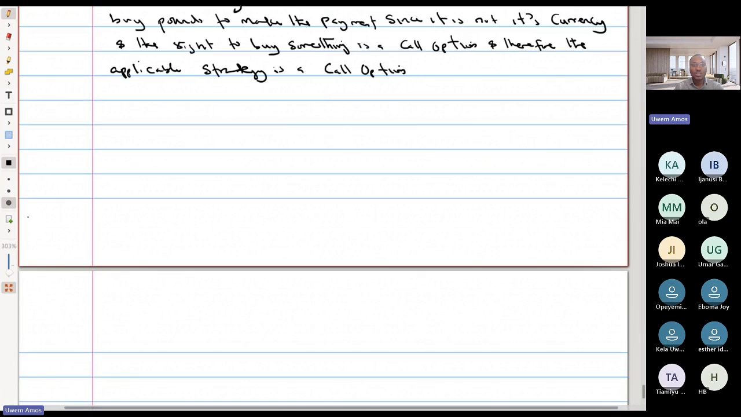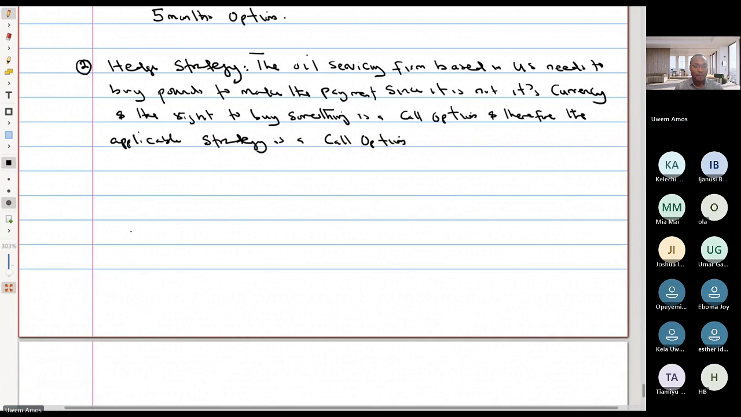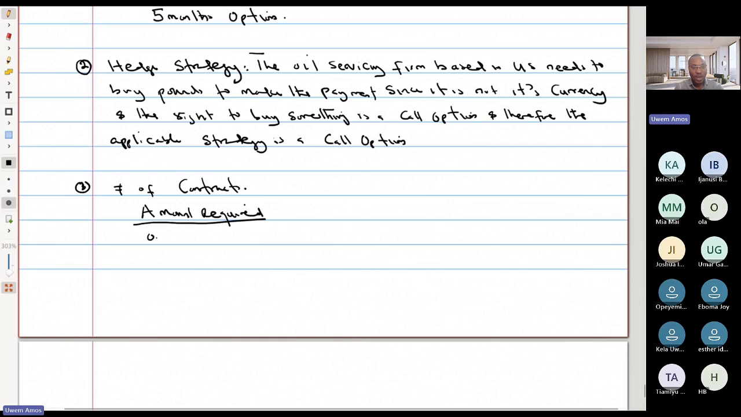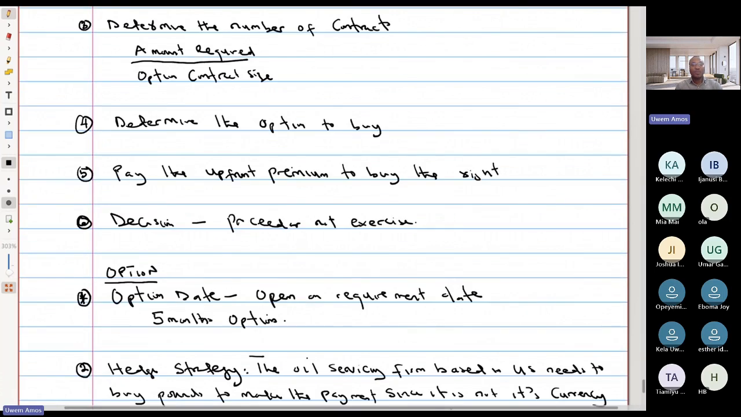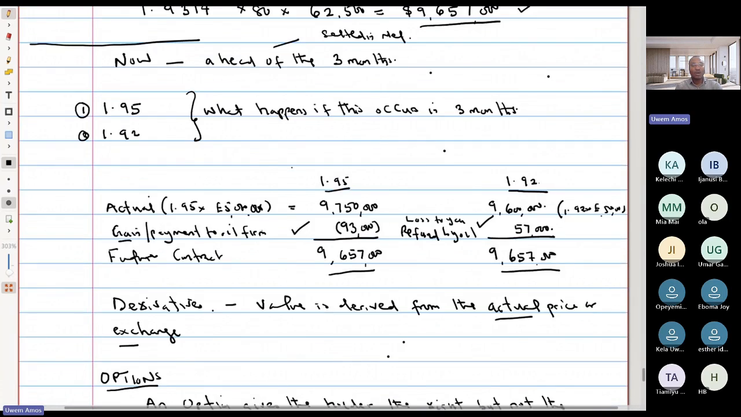Our next step is to determine the number of contracts, because options are sold in blocks. So we'll do that quickly. So it's to determine the number of contracts. So that would be the amount required, that is 5 million, divided by the option contract size. So how much would that be? 5 million is the amount required. What is our option contract size?